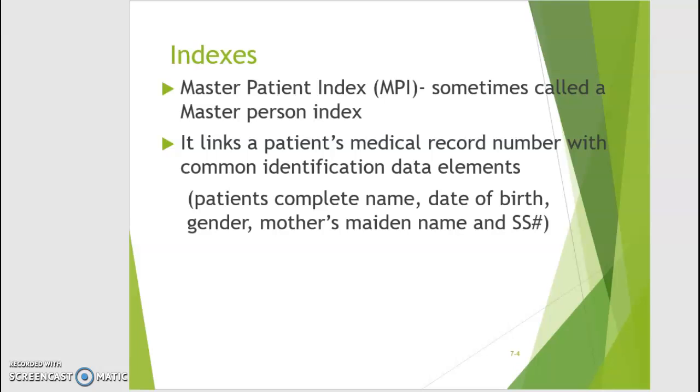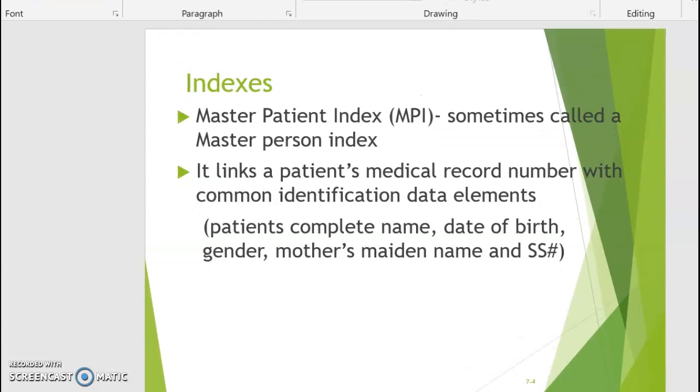So our indexes. Master Patient Index, sometimes called a Master Person Index. It links a patient's medical record number with common identification data elements: patient's complete name, date of birth, gender, mother's maiden name, social security number. So with this, the index serves as a guide to point out or otherwise facilitate reference, especially an alpha list of names. Primary and secondary, again, make sure you review them in Chapter 4.